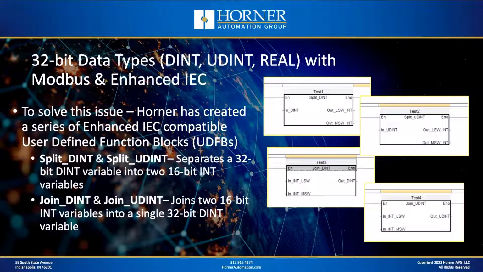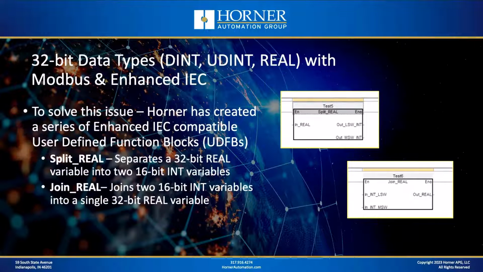Now, the first 4 you see on the screen here are related to splitting and joining double integers, whether they're signed or unsigned. And then we've also got the same approach for floating point, for either joining or splitting. So they're really pretty straightforward.